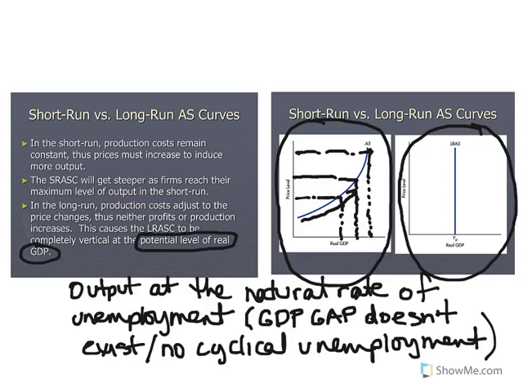And so that's where your long run aggregate supply curve would be graphed at whatever the output level is based on the natural rate of unemployment. So again, what we're talking about is where we intersect down here. That would be the potential level of real GDP if we were graphing our long run aggregate supply curve.